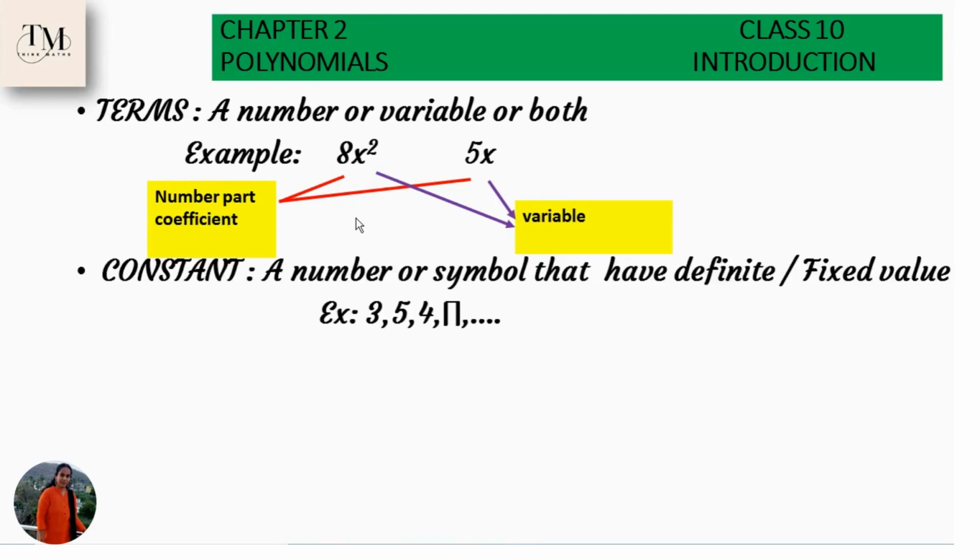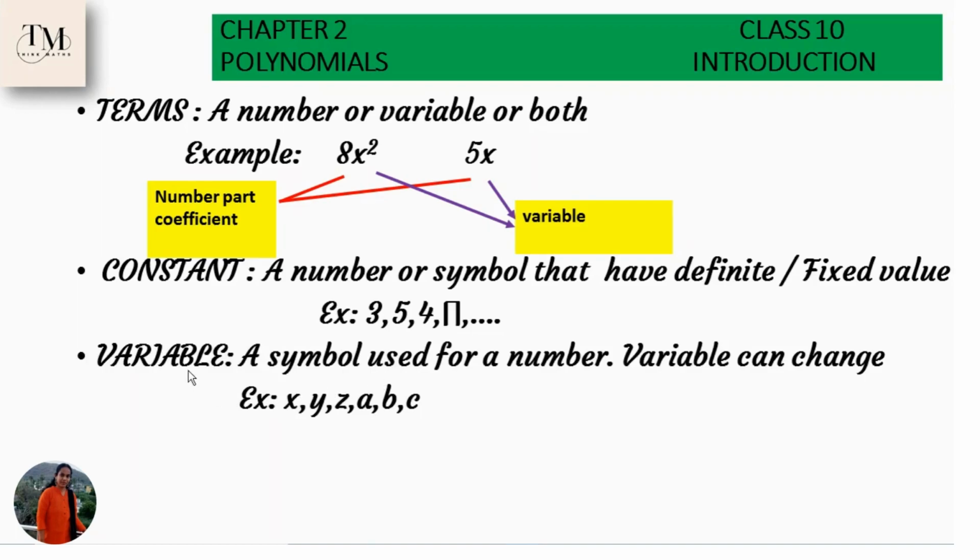Next one, constant. A constant is nothing but a number or symbol that has a definite or fixed value. There is no change. So 3, 5, 4, pi are all examples of constants. Next is variable, a symbol used for a number. So x can take any values. They will change. Variables will change. X can take any values and y can take any values. So they are called variables.